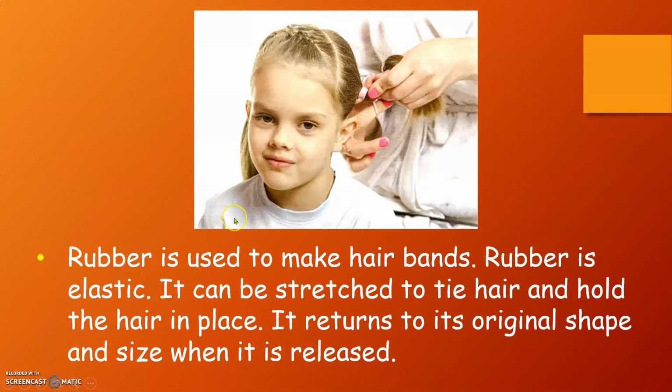Rubber band. Rubber is used to make hair bands. Rubber is elastic. It can be stretched to tie hair and hold the hair in place. It returns to its original shape and size when it is released.